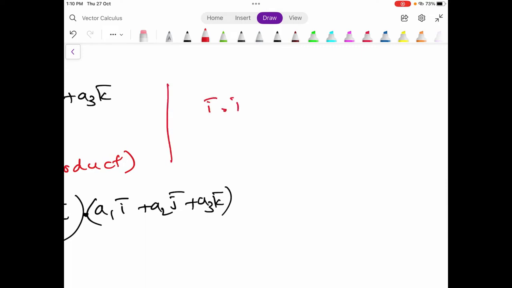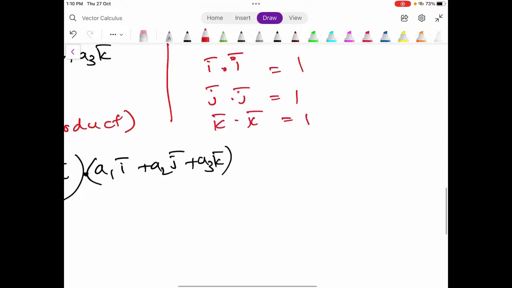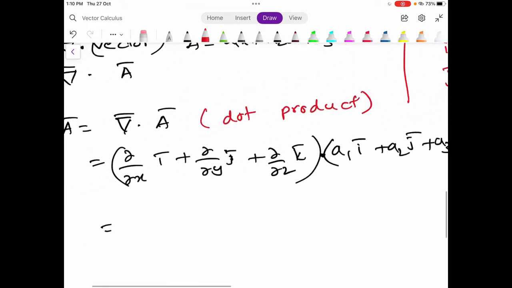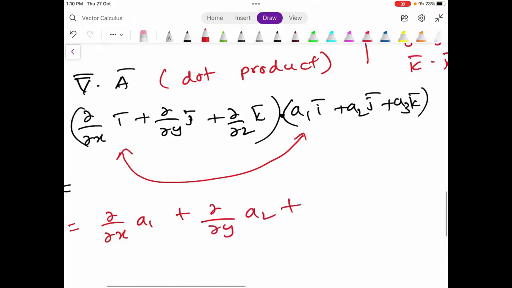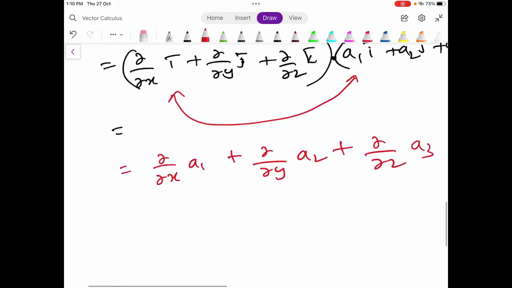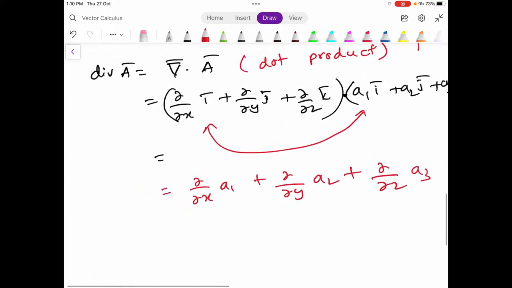i bar dot i bar: these are all unit vectors, so you will get 1. j bar dot j bar equals 1. k bar dot k bar equals 1. So we multiply this one with this one, and it becomes 1. So this is equal to dou by dou x of a1 plus dou by dou y of a2 plus dou by dou z of a3. In place of a1, a2, a3 there may be some other functions. So this is about the divergence of a bar.